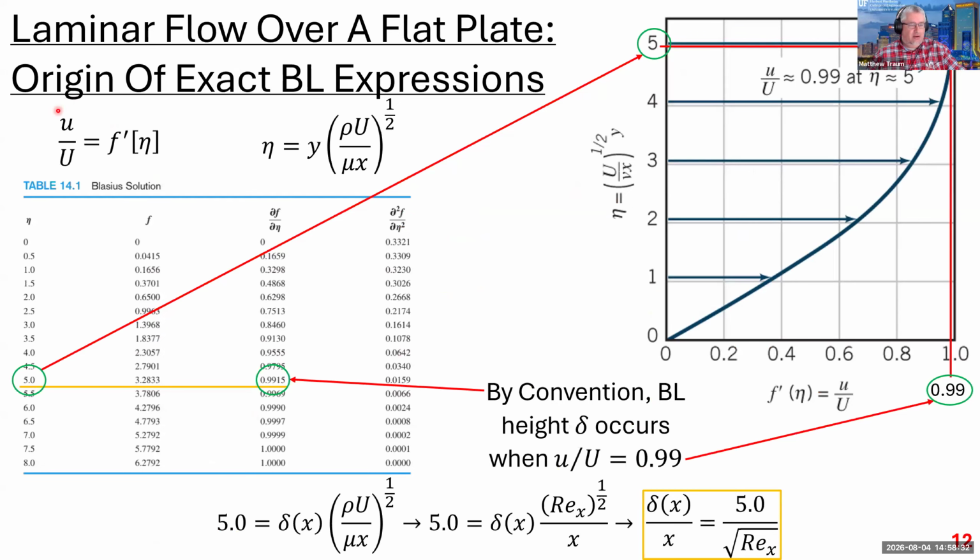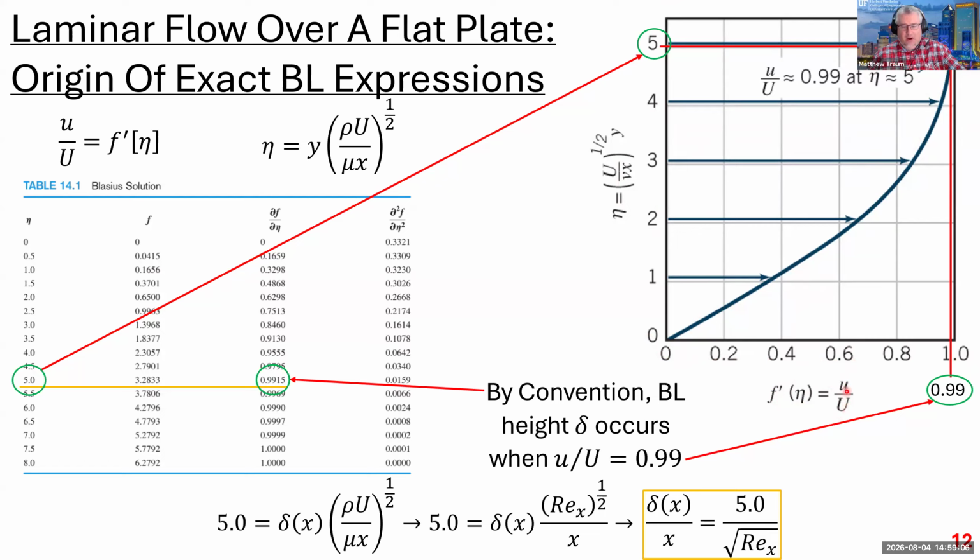Okay, so here's our u over U, a first derivative function of eta. Here is our value for eta. We're going to actually look at this plot. This is the solution to the Blasius equation, and on the x-axis, we have our dimensionless velocity, right, which is our first derivative of the function of eta, which is equal to u over capital U, u over big U.